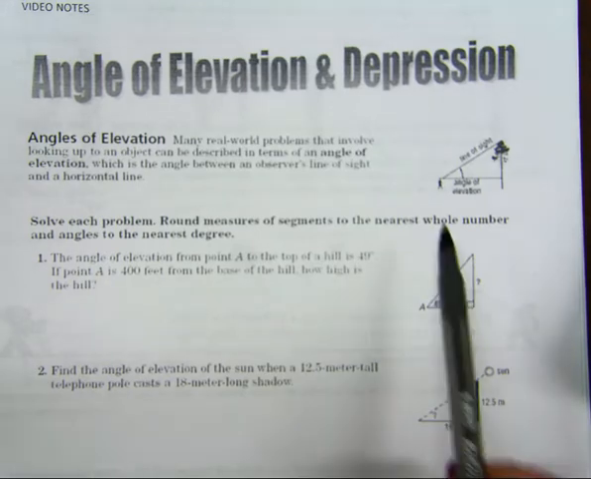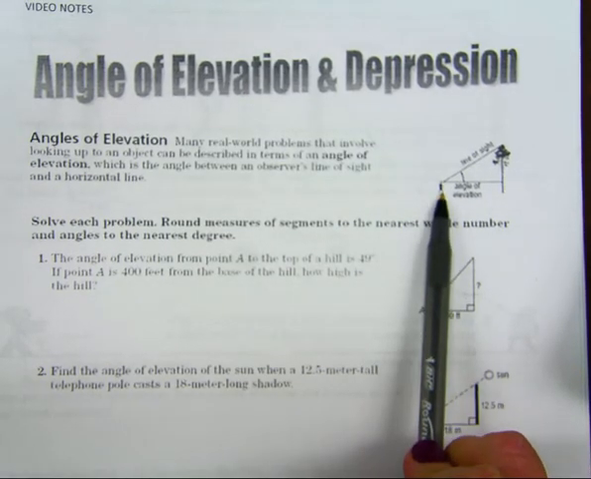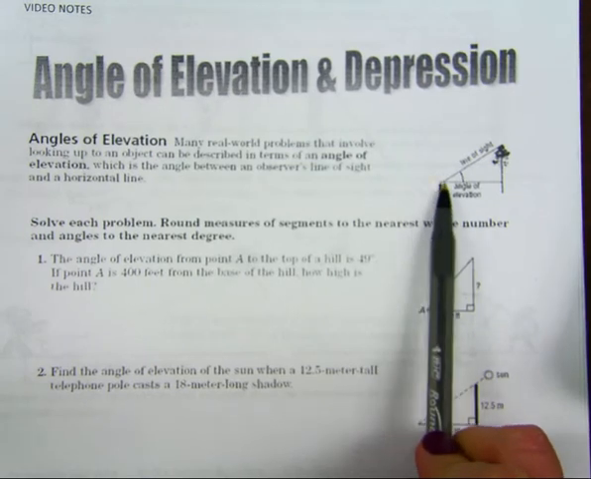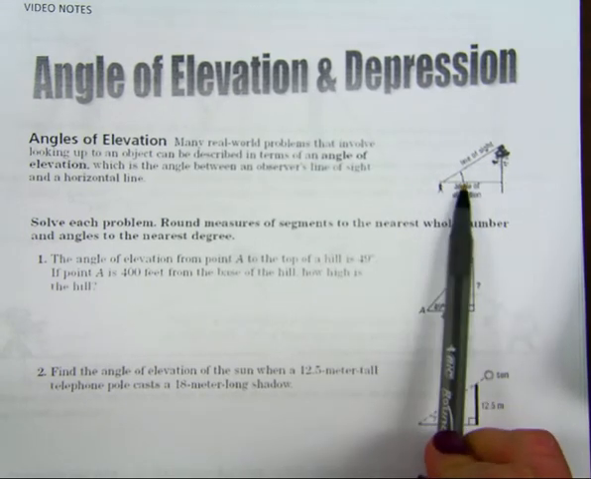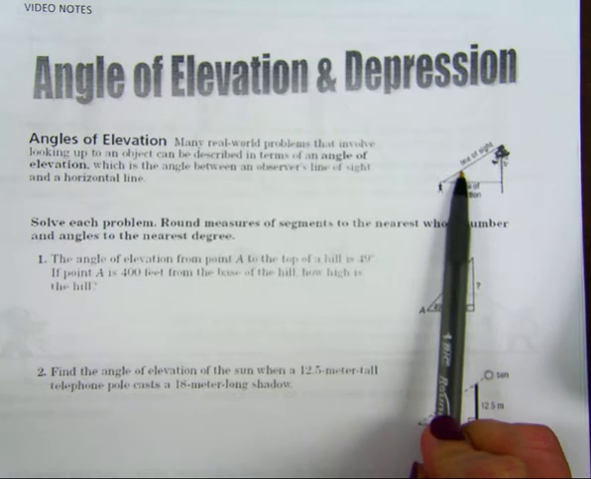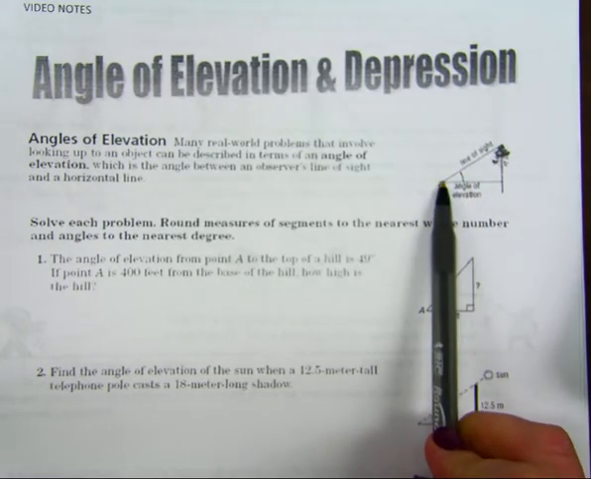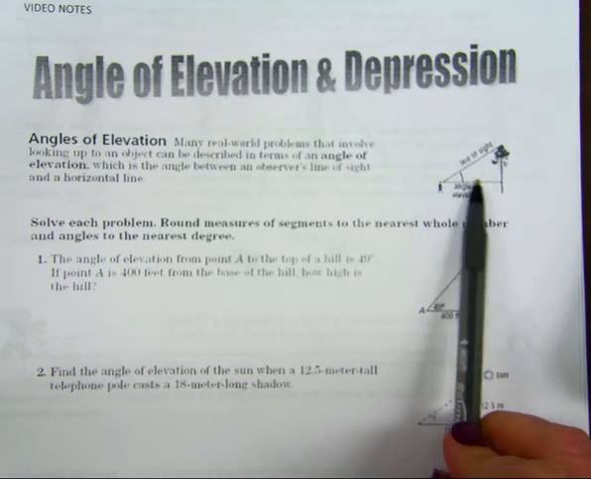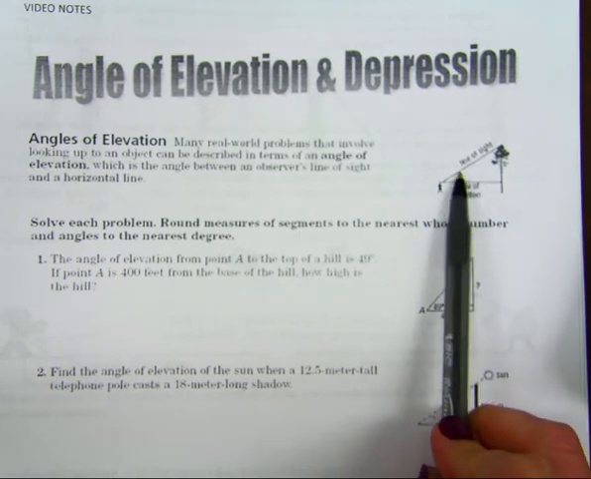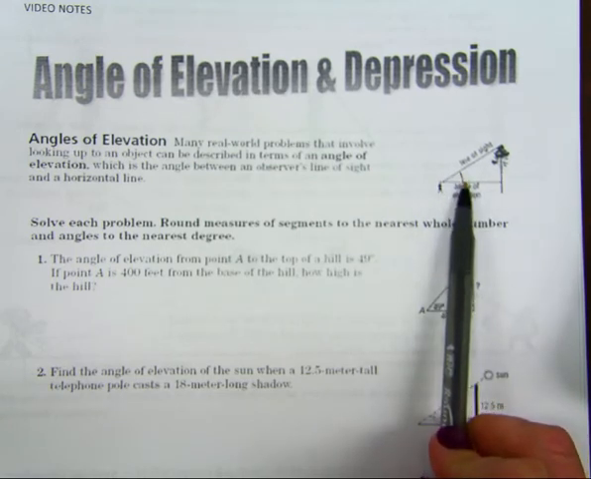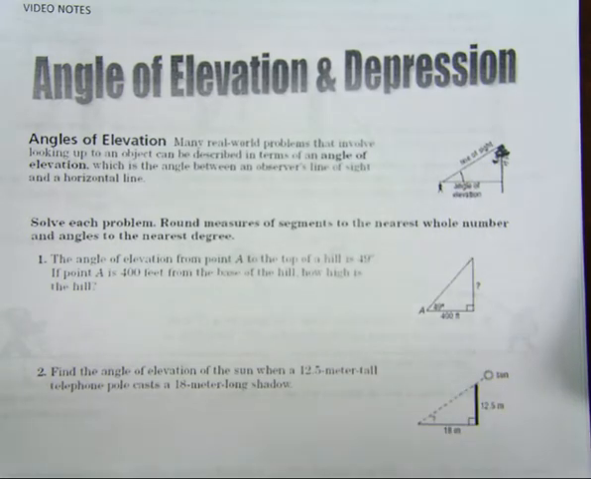So I kind of think of it this way. If I'm standing somewhere and I'm looking straight ahead, that's my line of sight. If I then turn my head to look up at the top of a tree or the top of a building, that angle that's formed when I turn my head from looking straight to look up at something, that angle is the angle of elevation. So it's basically the angle formed when I turn my head to look up.